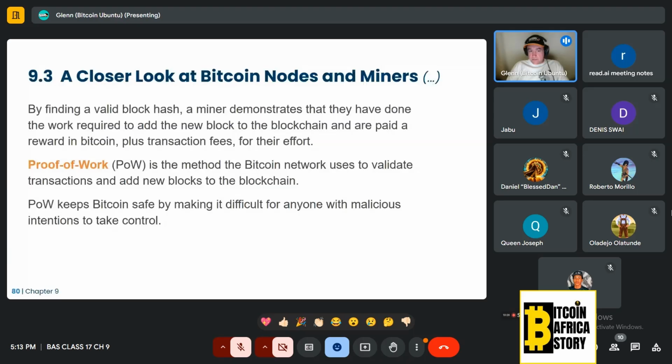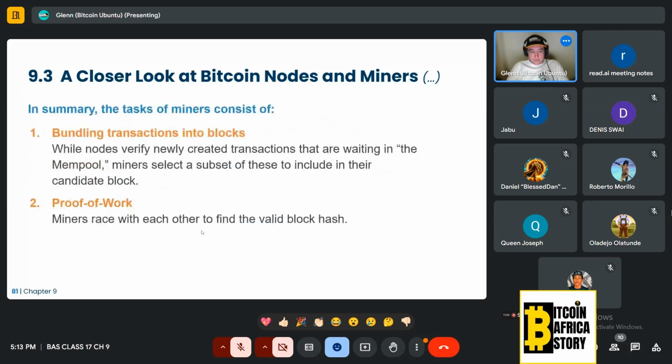By finding a valid block hash, a miner demonstrates that they have done the work required to add the new block to the blockchain and are paid a reward in Bitcoin plus transaction fees for their effort. Proof of work is the method the Bitcoin network uses to validate transactions and add new blocks to the blockchain. Proof of work keeps Bitcoin safe by making it difficult for anyone with malicious intentions to take control.